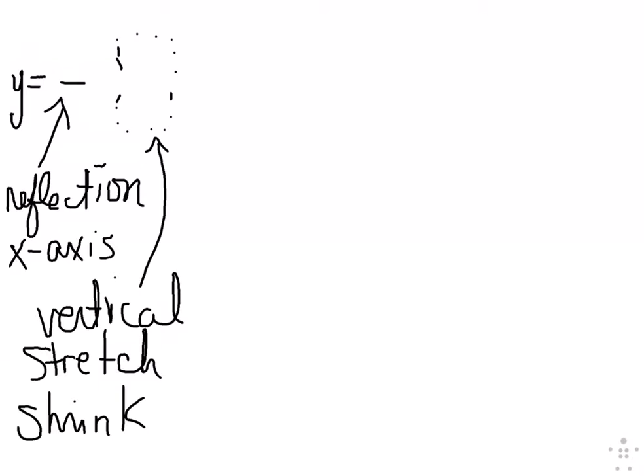Okay, so with that number in that position, now the way it stretches is if that number is bigger than 1, and it shrinks if that number is less than 1 but greater than 0. What types of numbers are less than 1 but greater than 0?